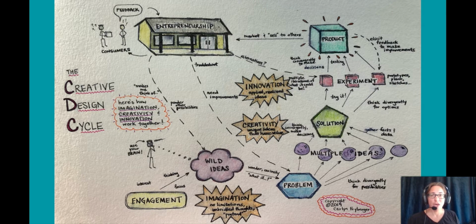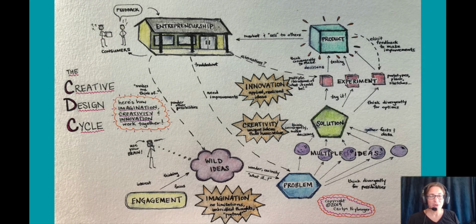And today we're going to talk about the creative design cycle. When we look at this, we're going to focus on three main terms. The first one is imagination, the second one is creativity, and the third one is innovation. I created this graphic to show how the three are different but can be used together in a cycle to help you solve problems. So let's start with definitions first.